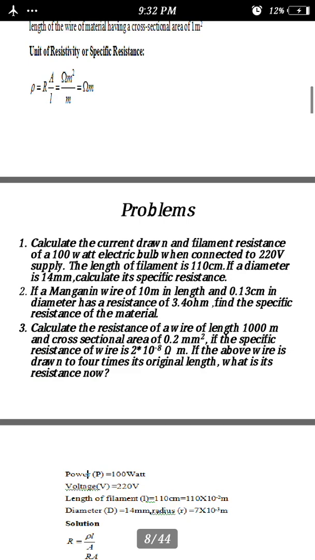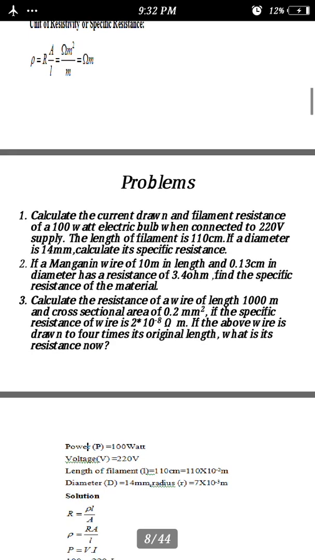There are various problems to explain these terms. Here I am giving three problems. The first problem we will discuss in the class, and the remaining are for practice. Consider the first one: calculate the current. We have to determine the value of current I and the filament resistance R of a 100 watt electric bulb.